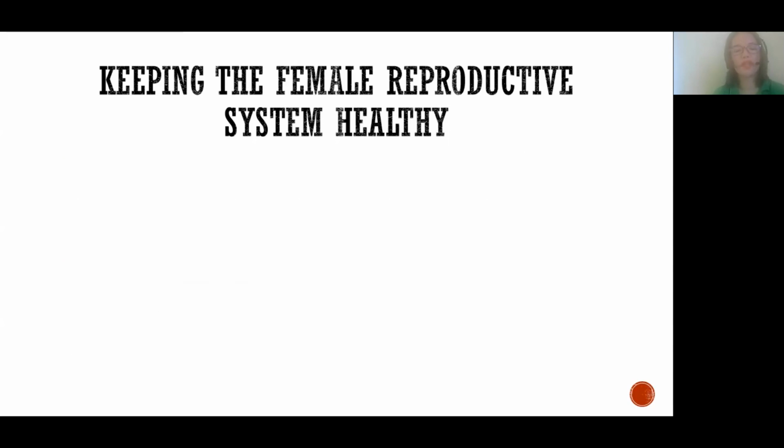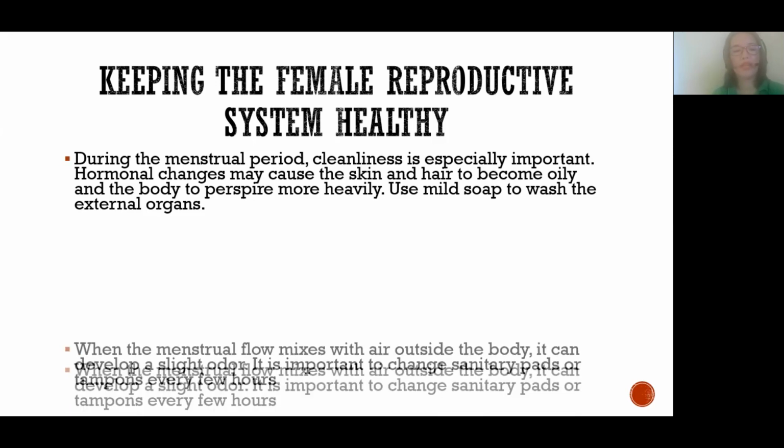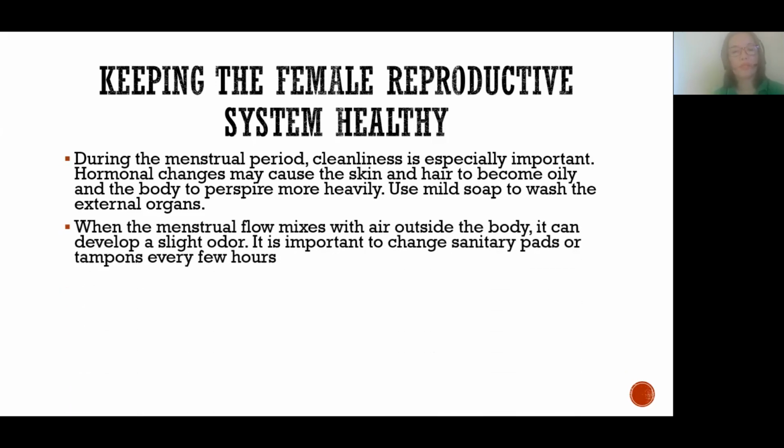For female, during the menstrual period, cleanliness and hygiene are so important. Hormonal changes may cause the skin and the hair to become oily and your body to perspire heavily. And with that, you have to use mild soap to wash the external organ. Okay. And then when the menstrual flow mixes with the air, of course, it creates an undesirable or slight odor. So it's important to change your sanitary pads or tampons.